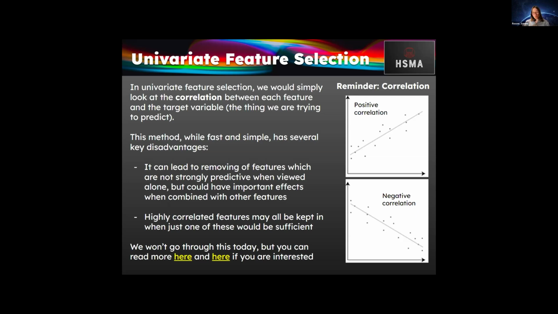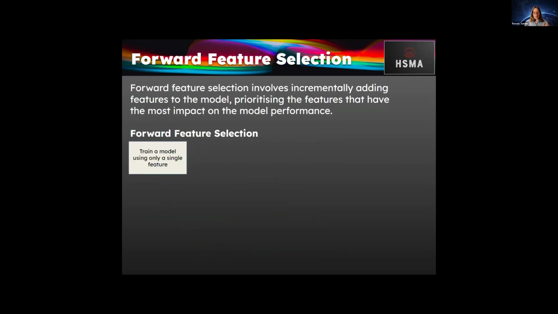So the highly correlated features may all be kept in when, to be honest, just age would have been sufficient. We won't go through this today, but you can read a little bit more in the links if you're interested in finding out more. Instead, we're going to look at a couple of different options. As I say, forward feature selection is the one we're going to start with.